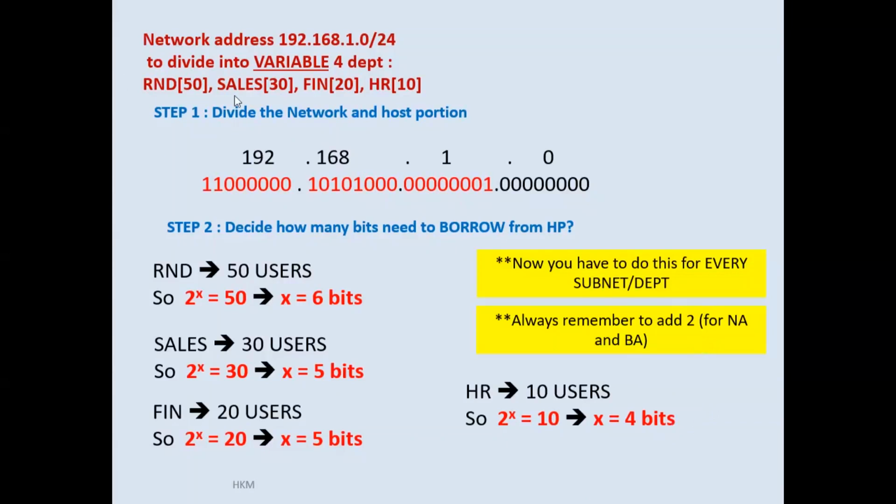Sometimes, like for example, sales here, this is easy. Sales is 30, and then you plus 2 for the network and broadcast address. You have a very tight fit, ngam, as they say. You really get a tight fit. But if sales has 32 devices, you now have to go find for 34, because you have to add the network address and the broadcast address. Okay.